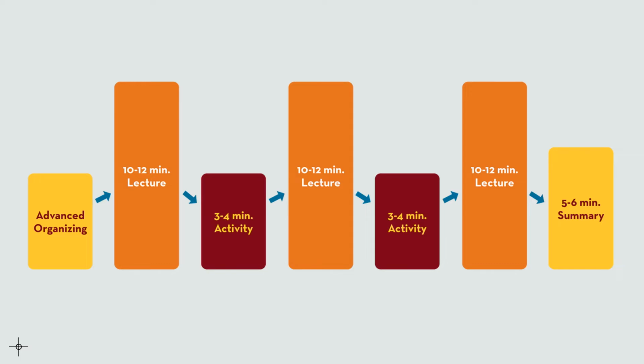After that activity, you can proceed to another 10 to 12 minute lecture and an activity such as a one sentence summary of what they learned. After that, another 10 to 12 minute lecture, and at the end of the class, you can give a 5 to 6 minute summary. This is just an example. Some activities might take longer than others, so you might have to adjust the times accordingly.